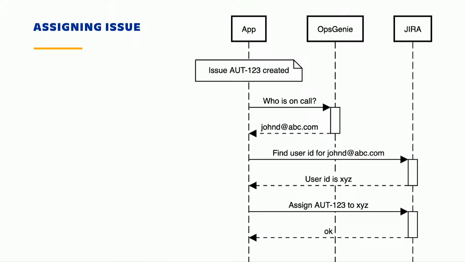So let's see how the first feature can be implemented. For each new ticket, we need to go to Opsgenie and get the email of a user that is currently on call. Then we need to translate this email to an Atlassian user ID, and we can use a Jira API call to do that. And finally, we can call the Jira API to assign the newly created issue to that user. So it's quite a small thing, just 3 API calls. Let's look at how we can implement that with Forge.